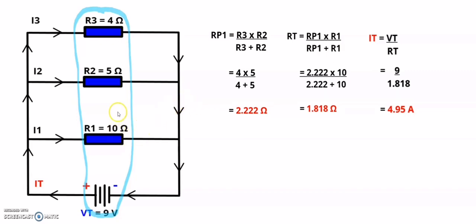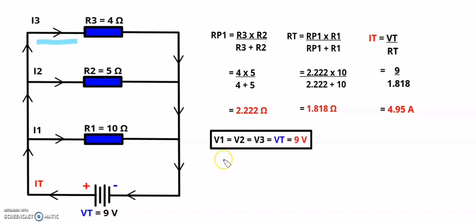While here in a parallel circuit, as I've said, my voltage will be the same over that resistor and that resistor, and my current in the circuit will split into the branches. So that means that V1 is equal to V2 is equal to V3, which is equal to my total voltage of 9 volts for this specific circuit.